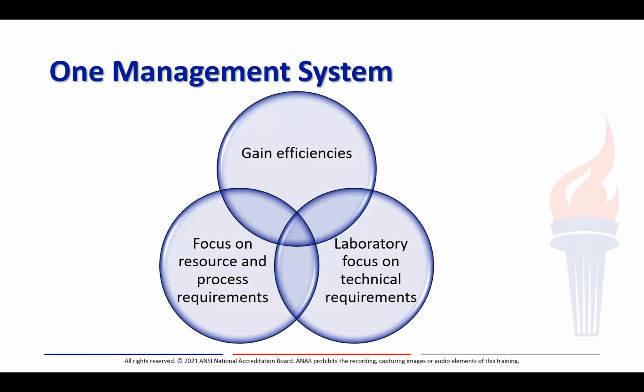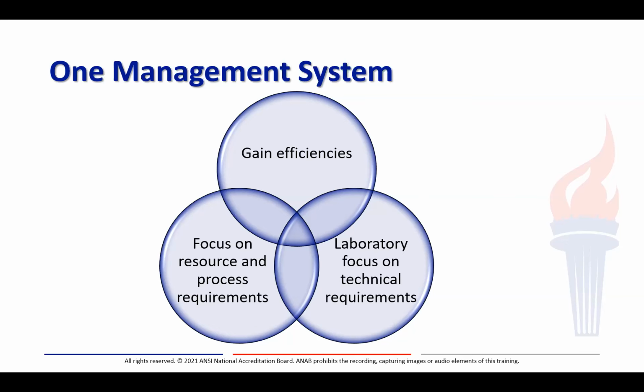Maintaining multiple accreditations and/or certifications under one management system umbrella allows the organization to gain efficiencies. The resource and process requirements are uniform across the organization and managed as a whole rather than in silos. Laboratory personnel can then focus on the technical requirements needed to perform the measurements or tests, while the management system manages the rest.